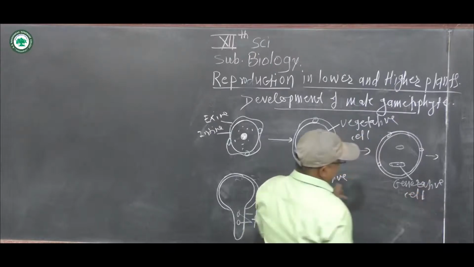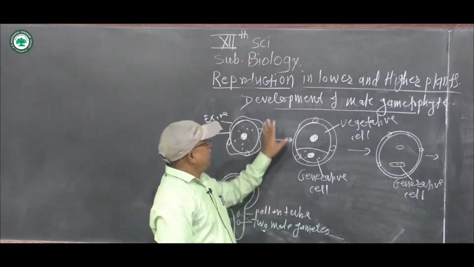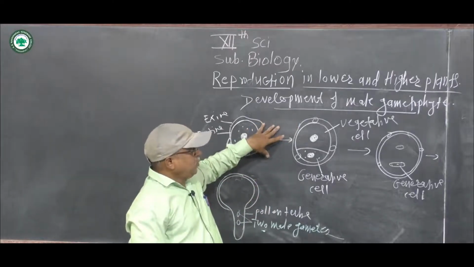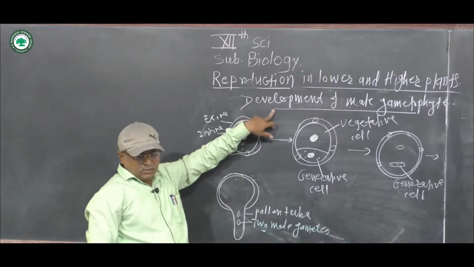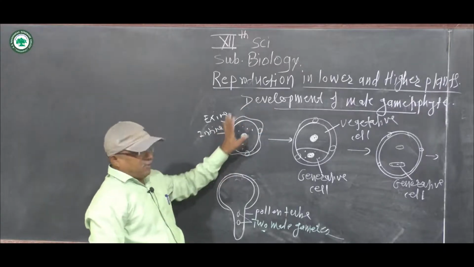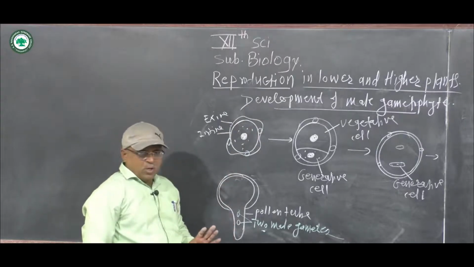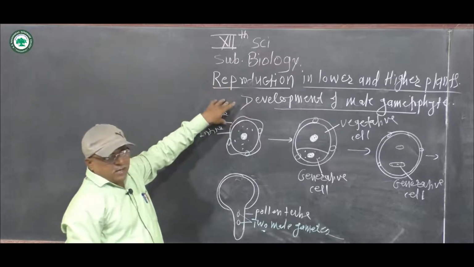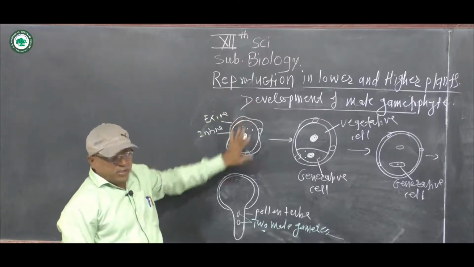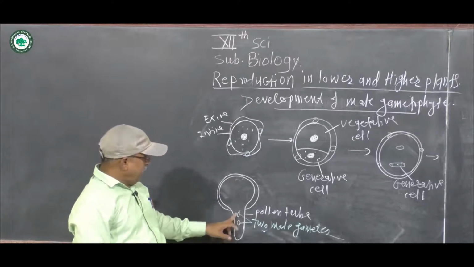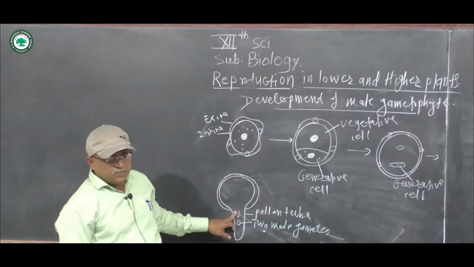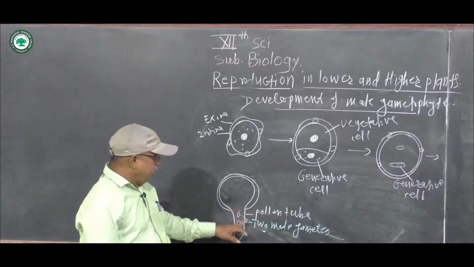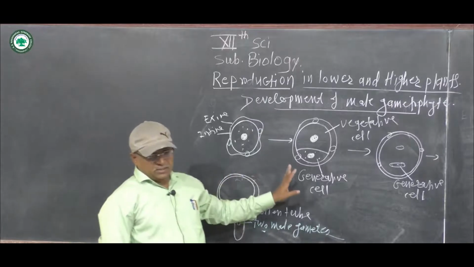From generative cell. Here, how many male gametes are formed in the development of male gametophyte? Question is asked on this point like this: how many male gametes are formed? That is, two male gametes are formed. The formation of male gametes takes place in higher plants. Are these male gametes motile or non-motile? That is, these male gametes are non-motile. They cannot move because they are carried by the pollen tube during fertilization.